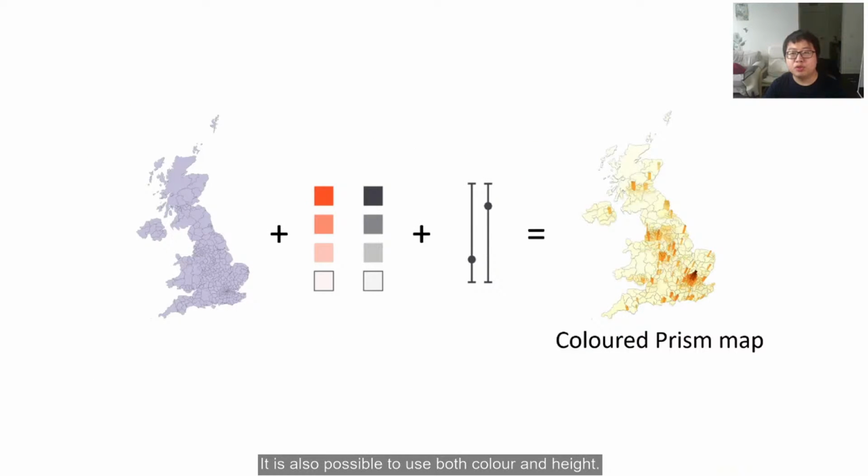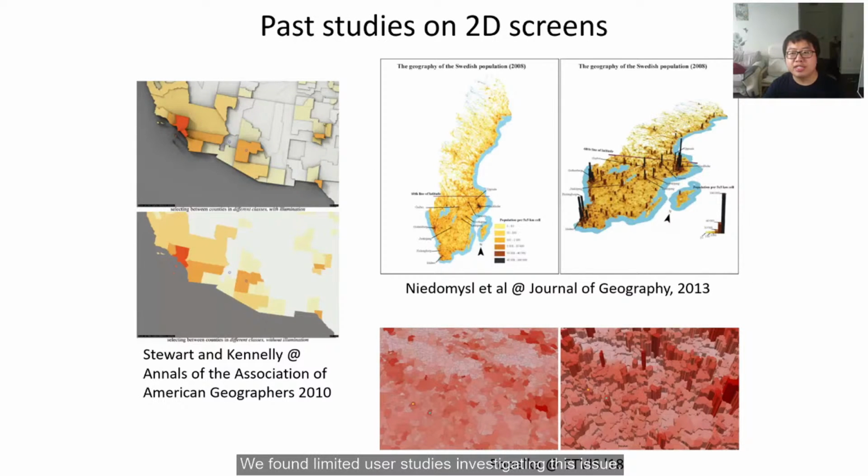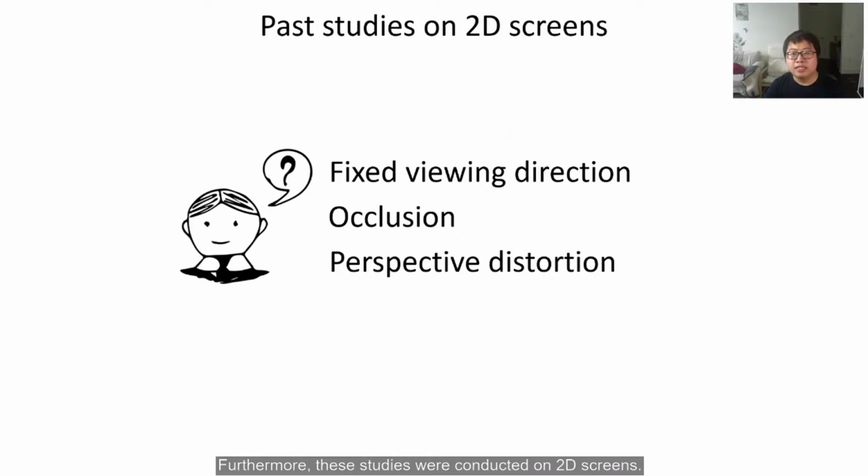It is also possible to use both color and height. In this paper, the first question we want to answer is, which one is a better choice? We found limited user studies investigating this issue. Furthermore, these studies were conducted on 2D screens. Their participants were only allowed to have one viewing direction. Their participants might suffer from occlusion and perspective distortion.